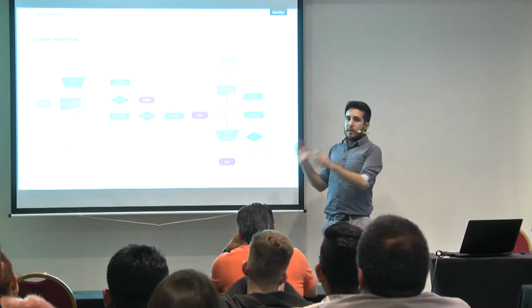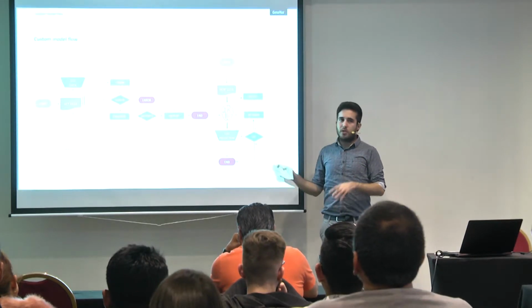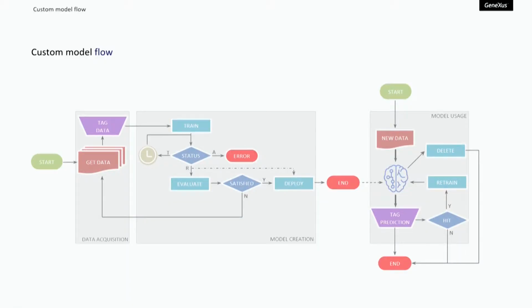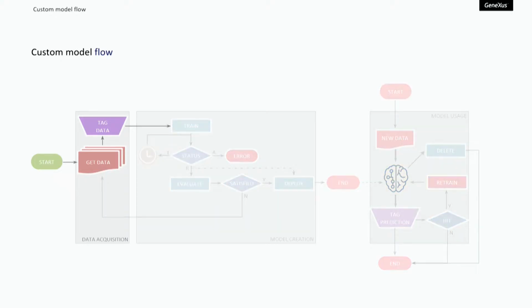Now, the model flow is just this one. I don't know if you can see it well from the back, but let me tell you about it. This is a possible flow to train a personalized, customized model. The first stage is data acquisition. You'll be able to collect data so that our mechanism, our AI, can learn from it and then make inferences on other data.